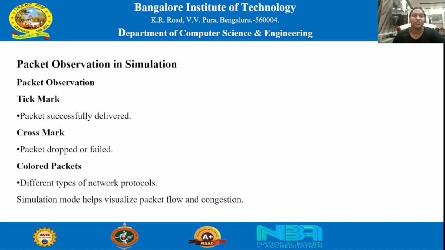Packet observation. Here the tick mark shows that the packet has been successfully delivered, and the cross mark indicates a packet drop or a failure, and the colored packets represent different protocols. By observing the packet movement, we can easily identify the successful transmissions, the failures, and also the congestion points. Simulation mode provides a visual understanding of the network behavior.